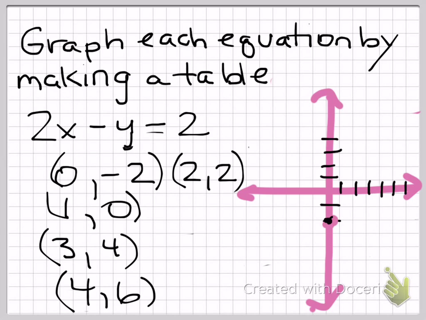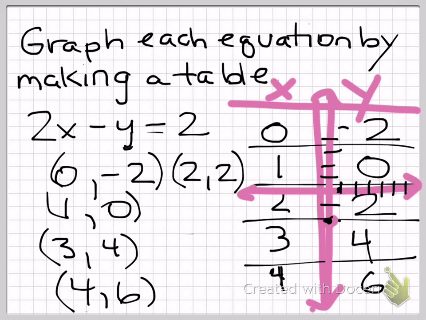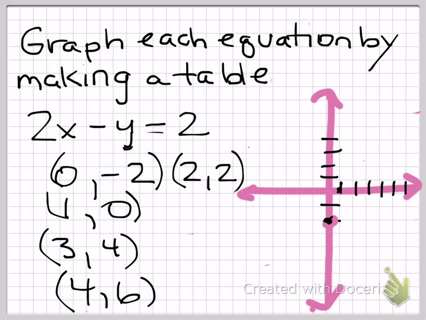Then another point at 1, 0. And then another point at 2, 2. Then another point at 3, 4. And finally another point at 4, 6. And this should make a straight line if we graphed it correctly. And that would be our graph.